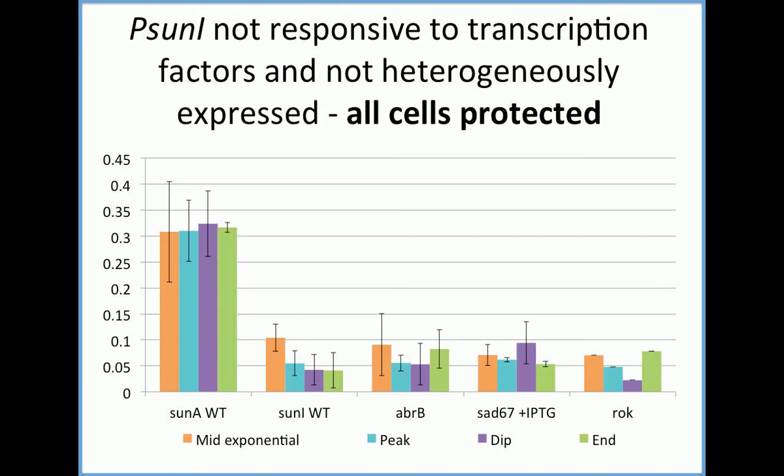So if you look at the PsunA promoter, just to give you a comparison, it is heterogeneously expressed. And when you come down to the PsunI promoter, it's basically homogeneously expressed. And when we remove the same transcription factors as I described to you for the PsunA promoter, it's only when you remove ROC, and this is because it's binding to foreign regions of DNA, do you see any reduction in the homogeneity of the expression of this promoter. So therefore, all cells are protected.